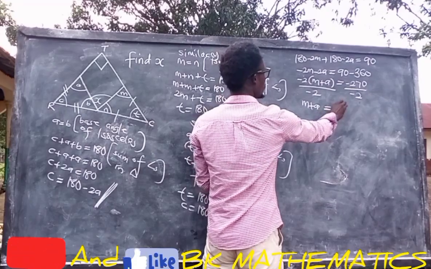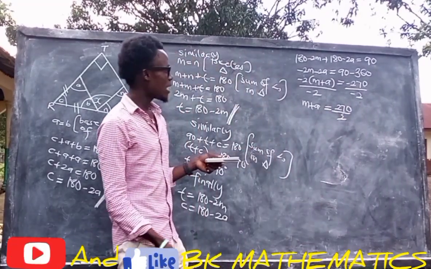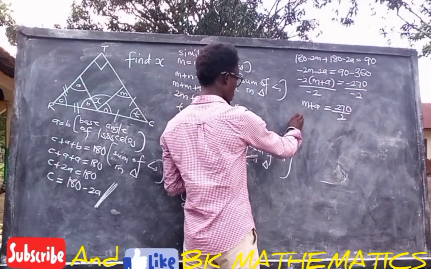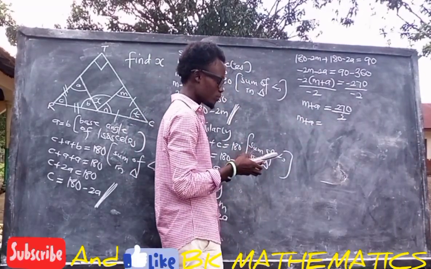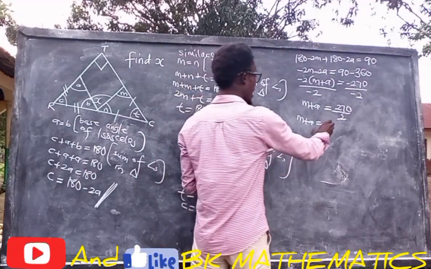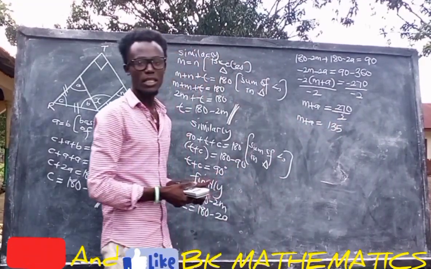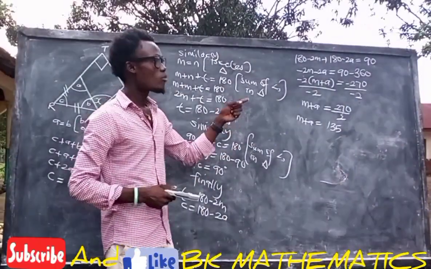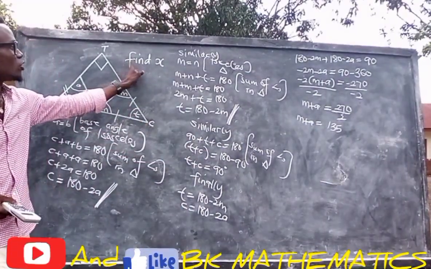Everything becomes 270 divided by 2. Now let's divide and know what we are going to do next. We say m plus a becomes 270 divided by 2, giving you 135. Now we have m plus a as 135. But we have to find the value of x.